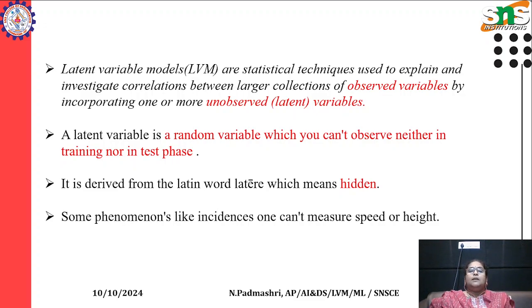Latent variable models are statistical techniques used to explain and investigate the correlation between a larger collection of observed variables by incorporating one or more unobserved latent variables. So, what is a latent variable? The latent variable is a variable that we cannot observe, which is an unobserved variable.